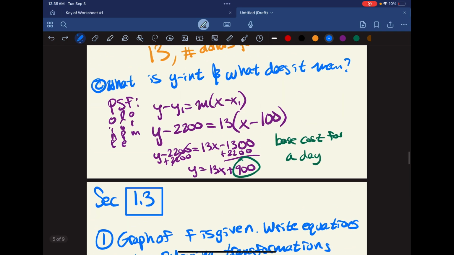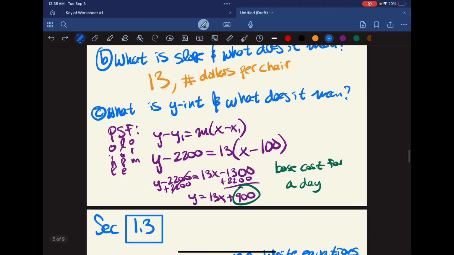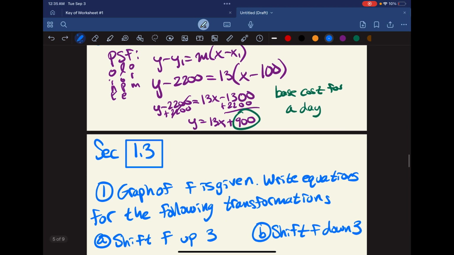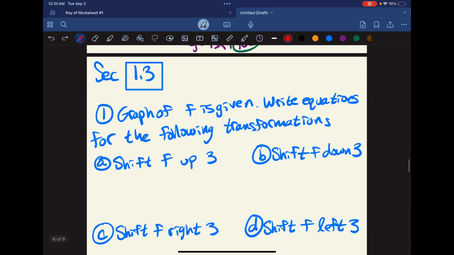Definitely a very useful skill. We use a lot of point slope form in Calc 1, so this is a formula you will definitely need. But it's probably a formula you've been using for years now, so not a bad formula to know. Okay, so now section 1.3.